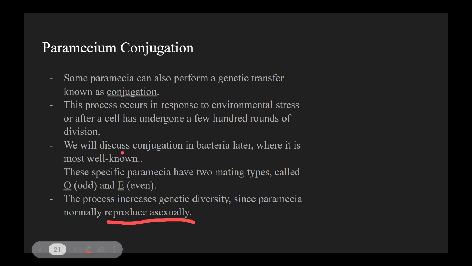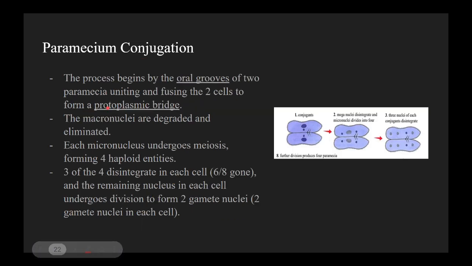And then conjugation, it's actually most well known in bacteria, but we'll discuss that in a future lecture. So we'll start off by talking about this guy here. So paramecia, some of them have two mating types, which are called O and E. So it's like male and female, but then we have O and E, odd and even. So let's see how conjugation occurs.